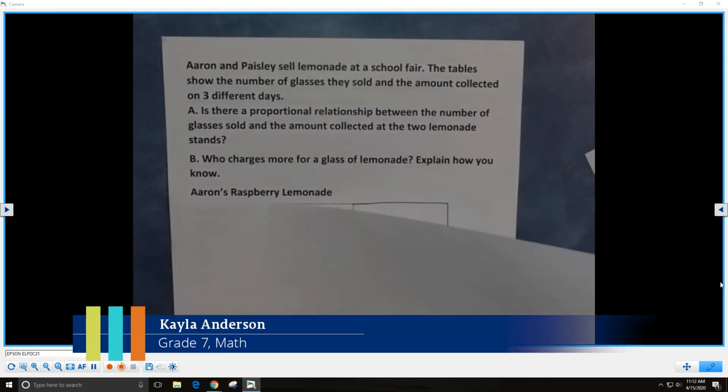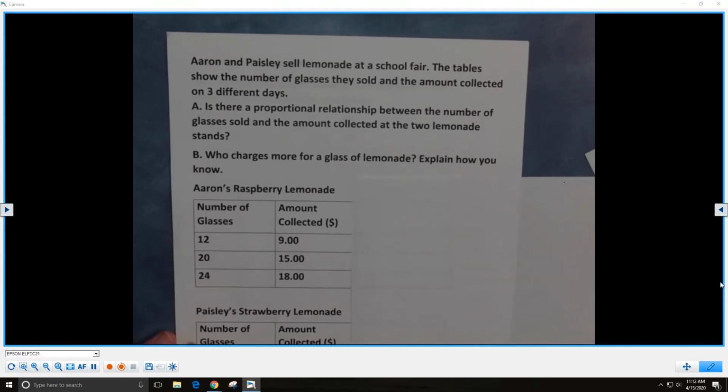Aaron and Paisley sell lemonade at a school fair. The tables show the number of glasses they sold and the amount collected on 3 different days. Question A wants to know, is there a proportional relationship between the number of glasses sold and the amount collected at the 2 lemonade stands? And who charges more for a glass of lemonade? And then explain how you know. I will give you time to answer the questions.